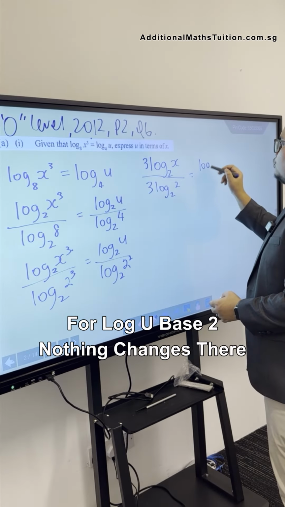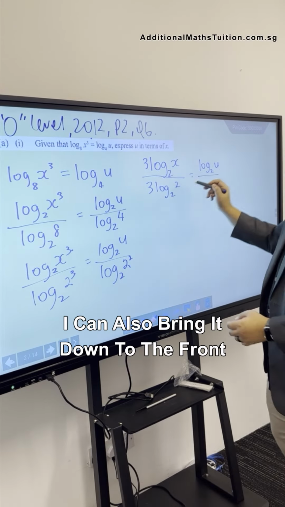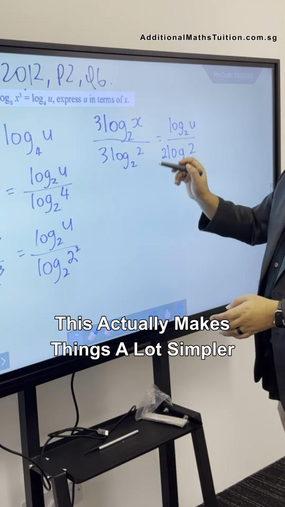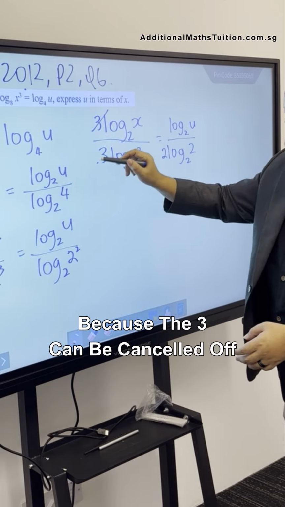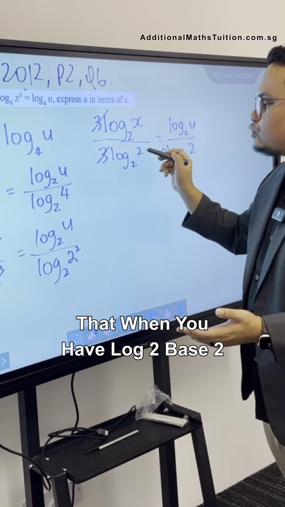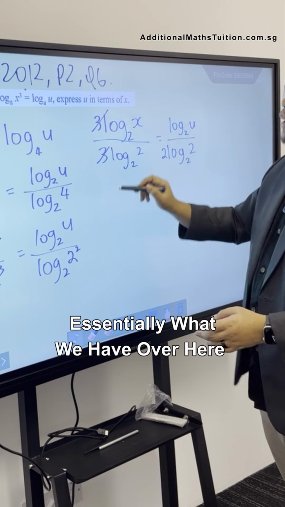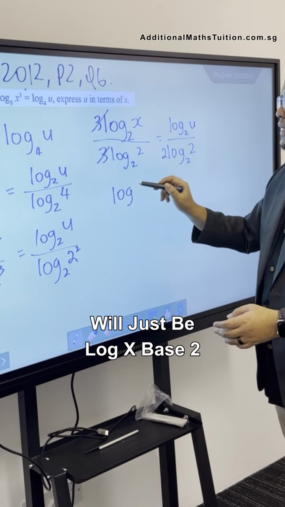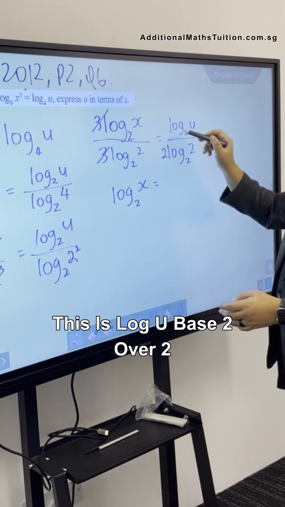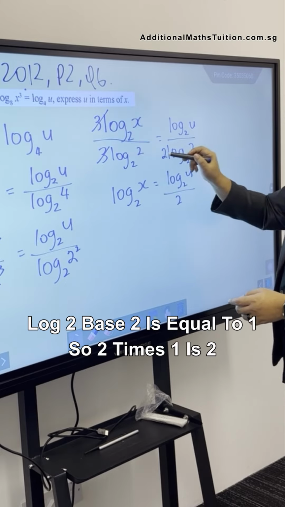For log u base 2, nothing changes there. This power of 2 here, I can also bring it down to the front. Notice that this actually makes things a lot simpler because the 3 can be cancelled off, common factor. This is something that you all know, that when you have log 2 base 2, when the base and the number here is the same, this is equivalent to 1. Essentially, what we have over here will just be log x base 2. And on the right hand side, this is log u base 2 over 2. Log 2 base 2 is equal to 1, so 2 times 1 is 2.